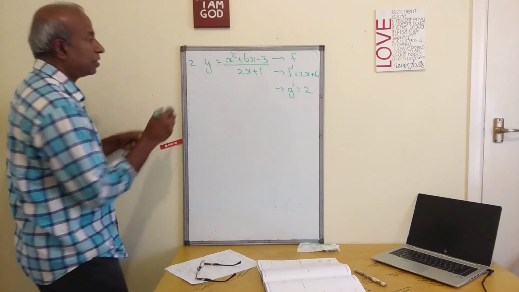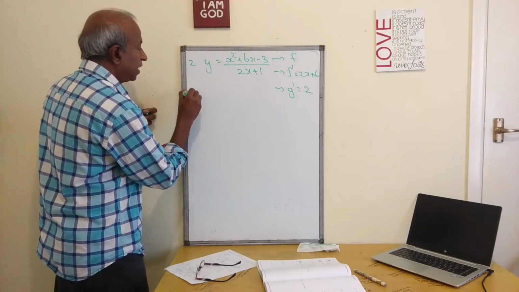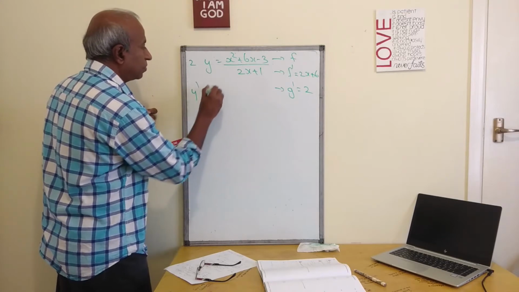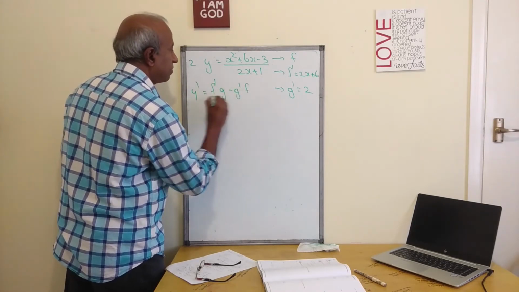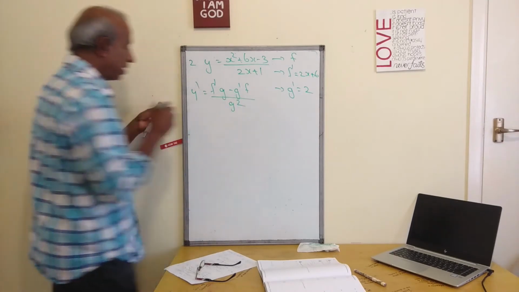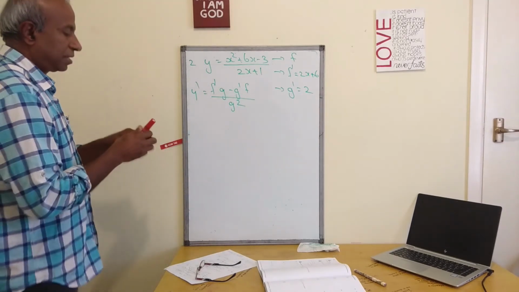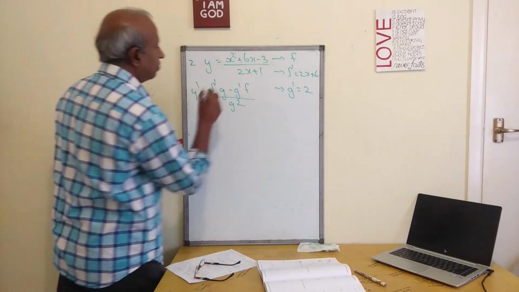Now I'm going to put it in the formula. The formula says y dash is equal to (f dash g minus g dash f) divided by g squared. That's the formula. Okay, let's substitute these values.